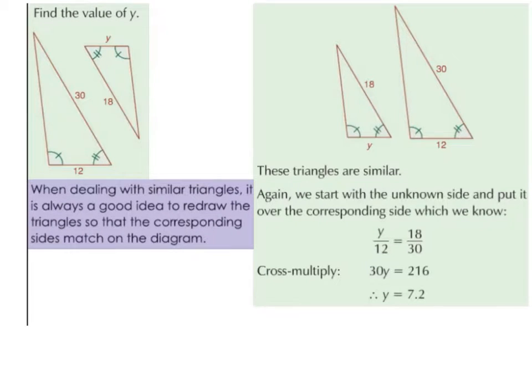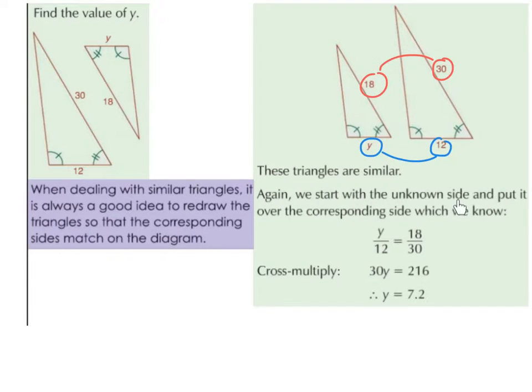So now I can see that this angle and this angle match up, the bottom left angles, and this angle and this angle match up, the bottom right angles now. Y matches up with side 12, so they are corresponding with each other. And 30 matches up with side 18, so they are corresponding with each other also. So these triangles are similar.